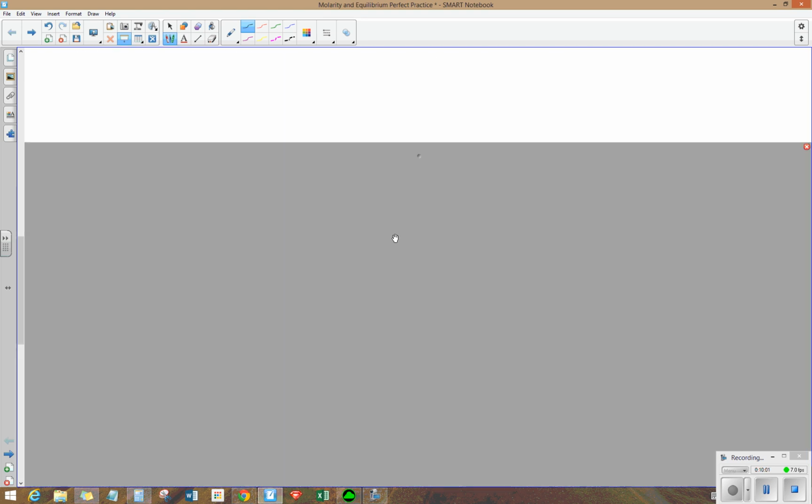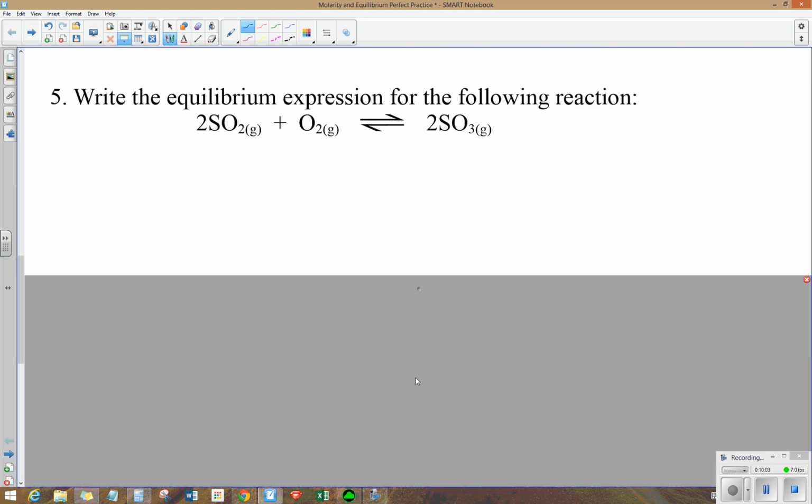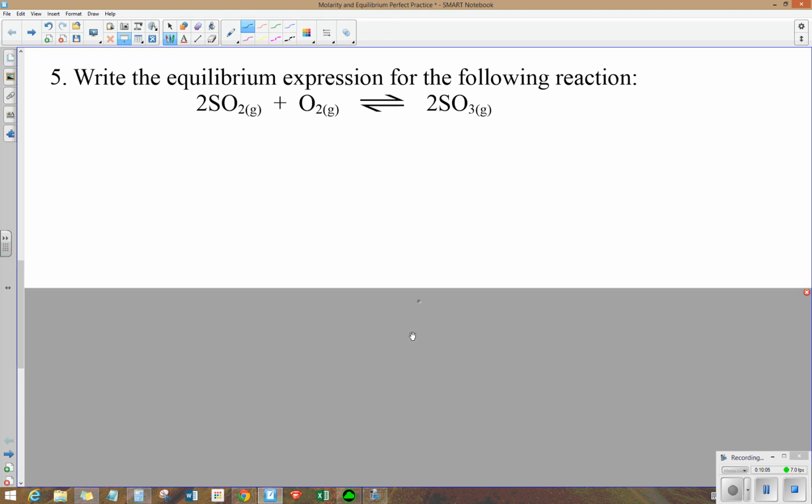Question number 5. Write the equilibrium expression for the following reaction. So again, we're looking at writing out the equilibrium constant. Our reaction is a little bit different this time. So the equilibrium constant Kc is equal to the concentration of our product, SO3. That should be a 3. And this time, though, there is the coefficient 2, so this needs to be squared.